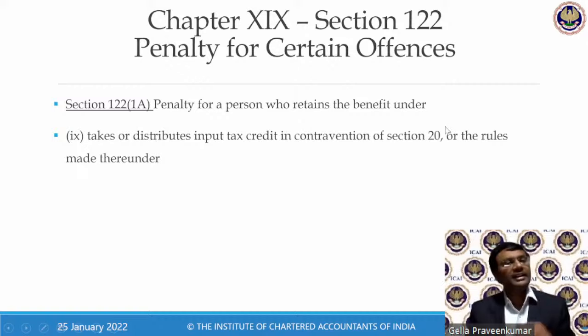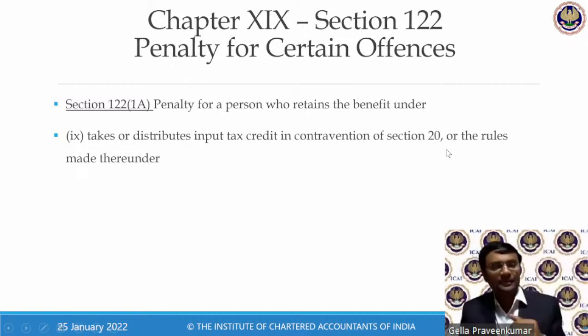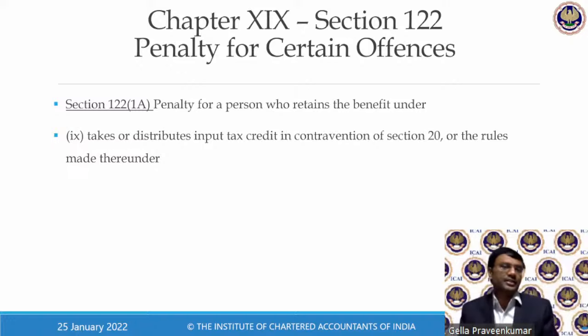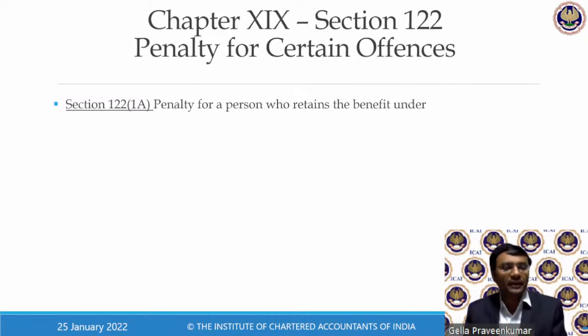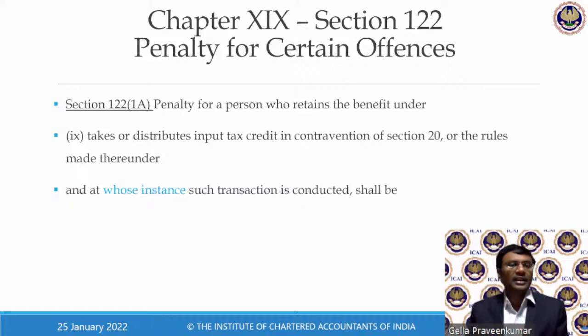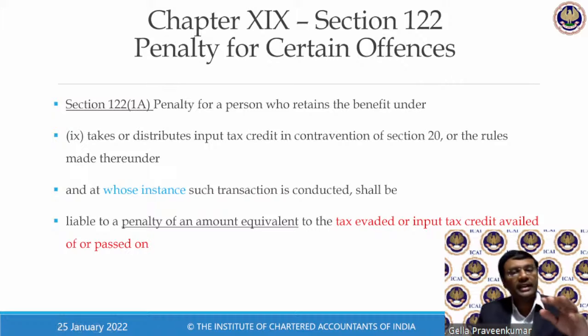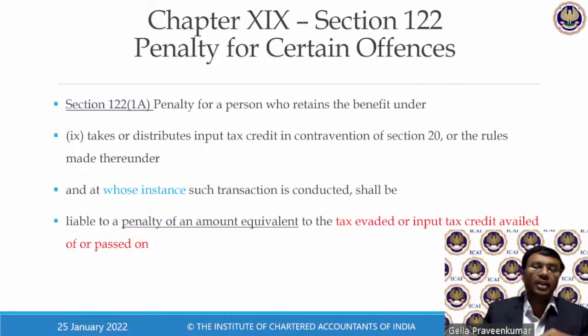Clause 9. Takes or distributes, ISD. An ISD who distributes a credit more than what he has to distribute, or takes a credit more than what he can avail. Now, for any of these 4 clauses, a penalty is imposed on the person at whose instance this transaction was conducted, equivalent to the tax evaded or input tax passed on.